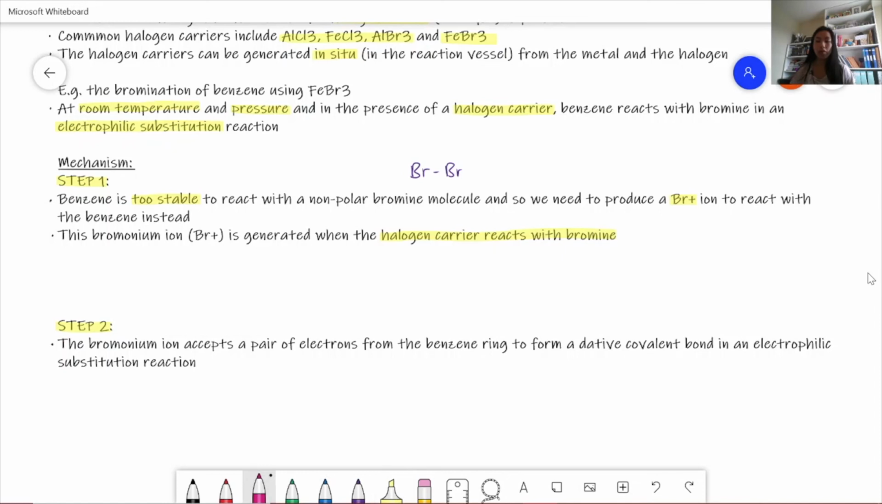So we have bromine reacting with iron bromide, and this will form FeBr4- and also Br plus. So we break the covalent bond between the 2 bromine atoms, and then one of the bromine atoms goes to the FeBr3. So it forms a bond with the FeBr3, and so that becomes a negative ion. And then we get this Br plus, and this is our electrophile.